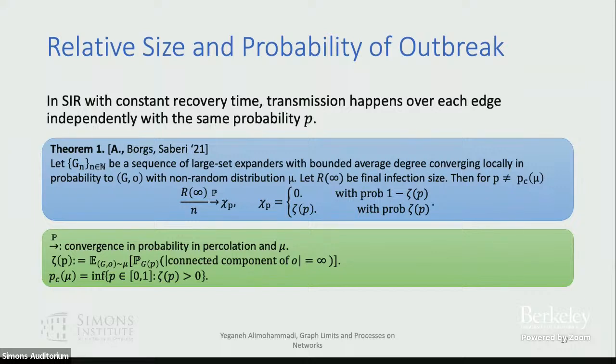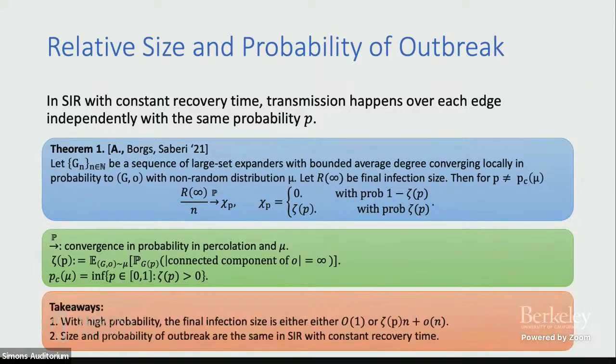And we see that this random variable, the constant of p, appears with the same probability zeta p. So that's not random. That says that the relative size of the infection is the same as the probability of an outbreak that happens here. So the big takeaway is that the final infection size, with high probability, is either constant or zeta p times n. And the probability and the size are the same, with constant recovery time of SIR.